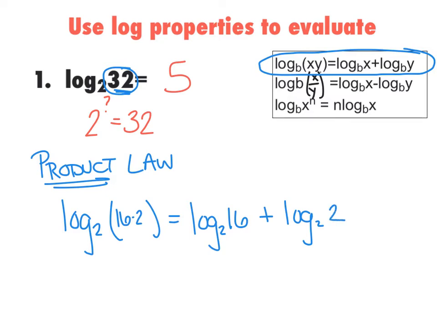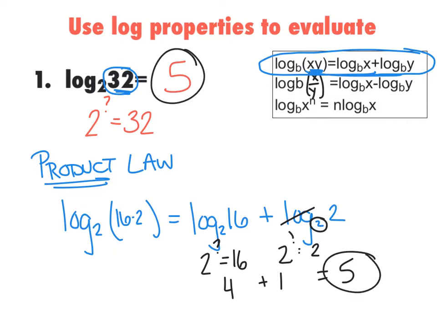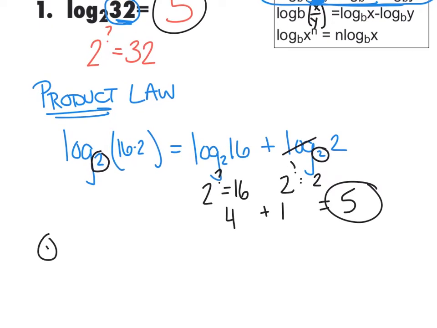And again, I just applied this property. When I see a product, I can split it into addition. Now, hopefully, you know each of these answers. Remember, log is what power? What power of 2 is 16? And I know that answer is 4, plus what power of 2 is 2? And that's a 1. And 4 plus 1 is 5. And you'll notice you should get the same answer because we're just evaluating them in different ways. Now, would this have worked with any number? Well, as long as it's a power, it's definitely going to work. So now let's apply the quotient property.